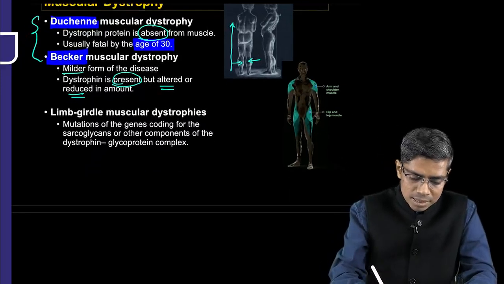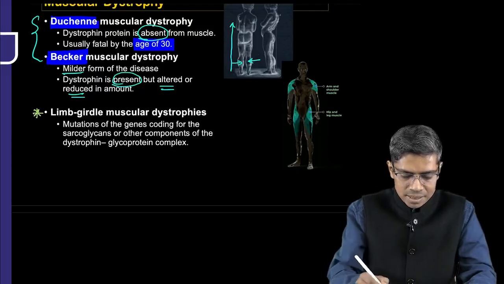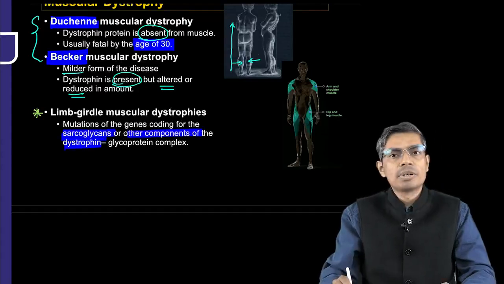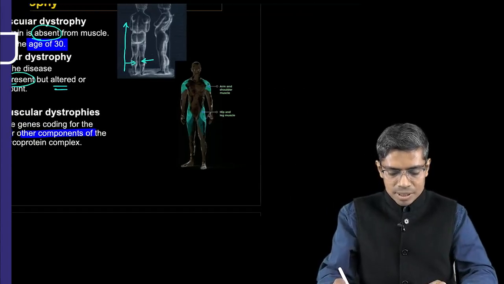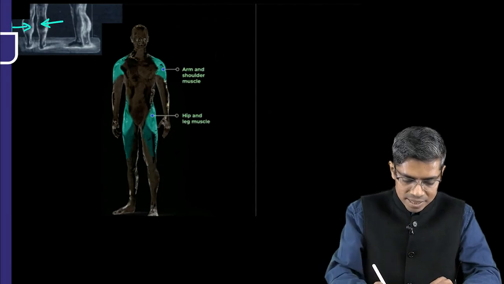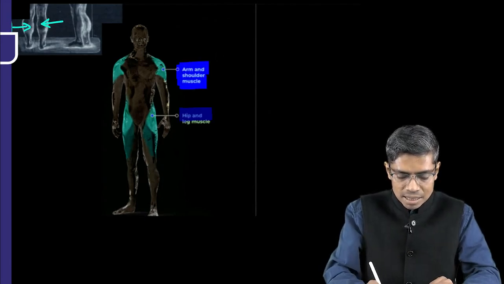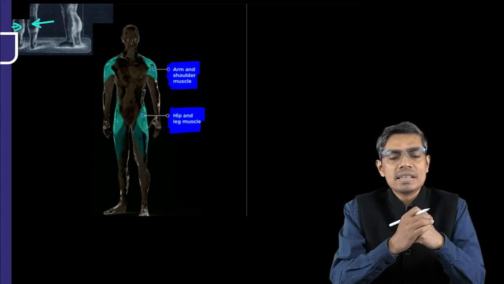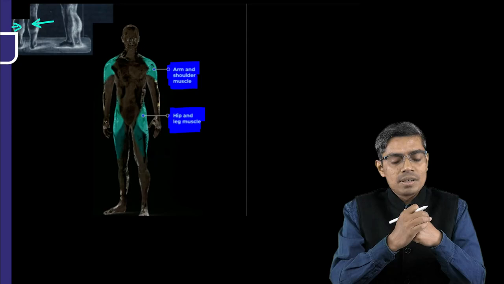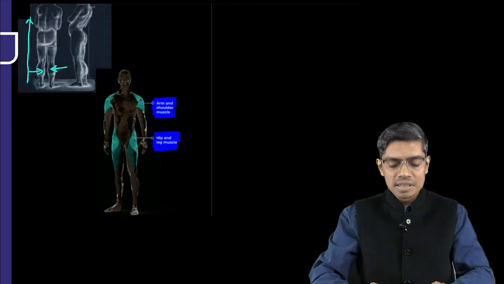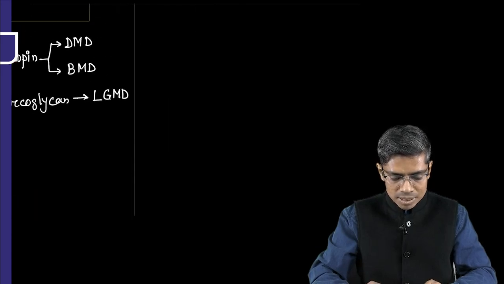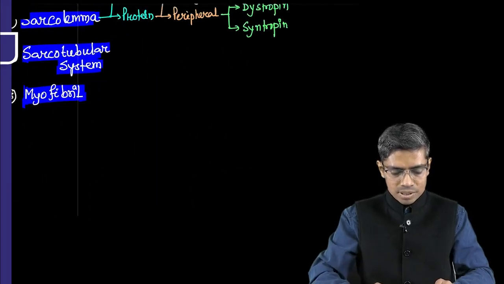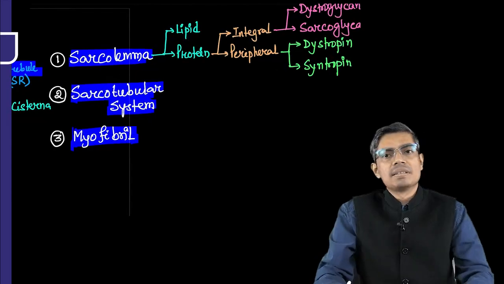I told you also that limb-girdle muscular dystrophy is due to mutation of the sarcoglycan complex and other components of the dystrophin protein. From the name you can understand, limb-girdle means the muscles that are going to be affected in and around the shoulder region and in and around the hip and leg region. So this is the group of muscles which are going to be affected in limb-girdle muscular dystrophy. All these disorders are particularly related to the sarcolemmal membrane proteins that we have discussed here, that is dystrophin and the sarcoglycan complex, right? So sarcolemma is done.